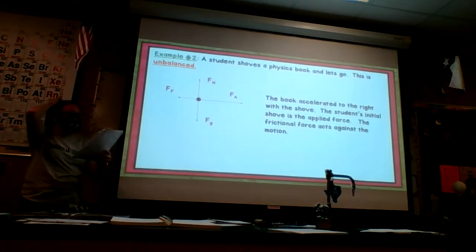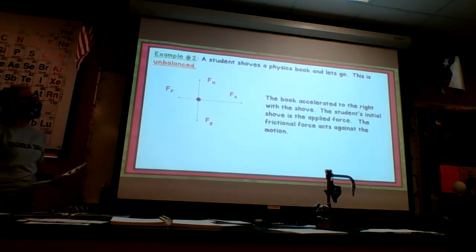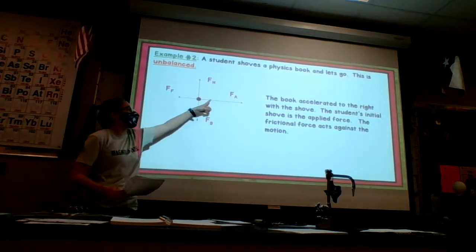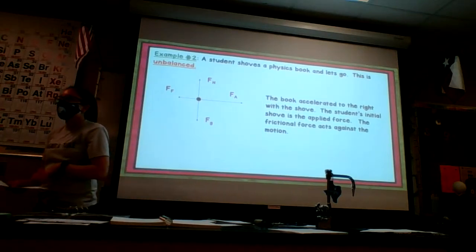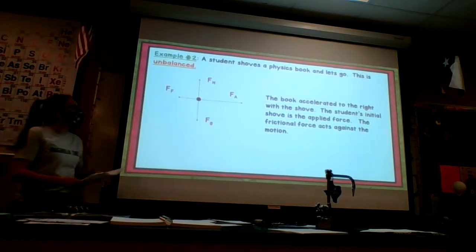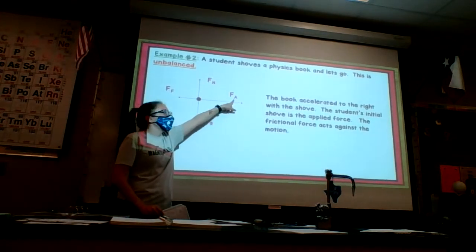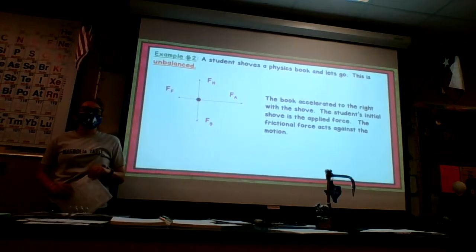All right. On this one, a student shoves a physics book and lets go. This is unbalanced. Do y'all see how these arrows are not the same length? That's how we know that it's unbalanced. Before we ever put any numbers to it or anything, the friction force is not the same as the applied force. Okay? So that would be an unbalanced free body diagram.